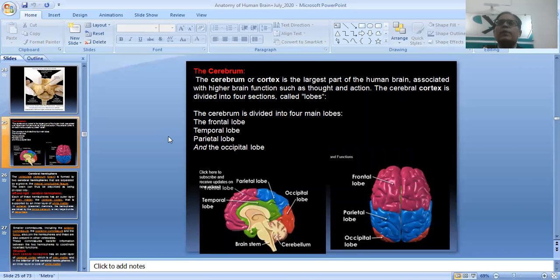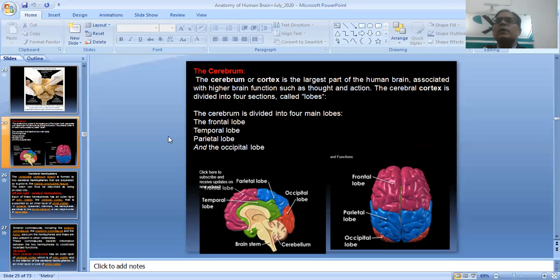First, let's see about cerebrum. As I told you, the forebrain is there. Actually, forebrain and midbrain and hindbrain. Right. So let's start about cerebrum. The cerebrum or cortex is the largest part of the human brain, associated with higher brain function such as thought and action. The thought, action, right, that is done by cerebrum hemisphere. Cerebrum hemisphere is also called cortex.